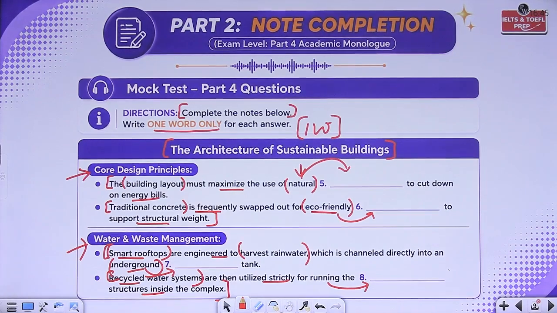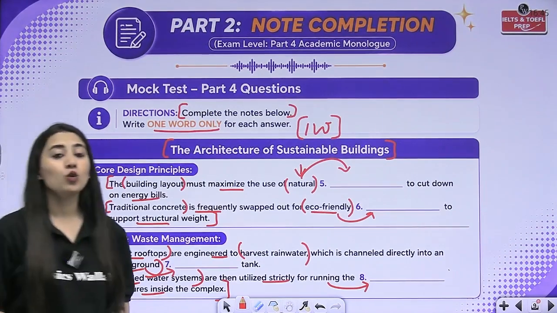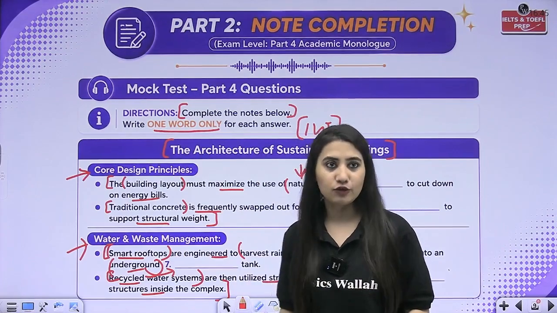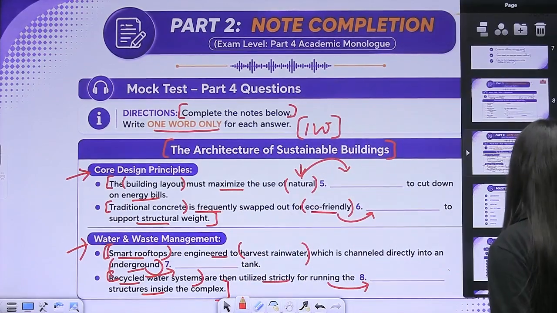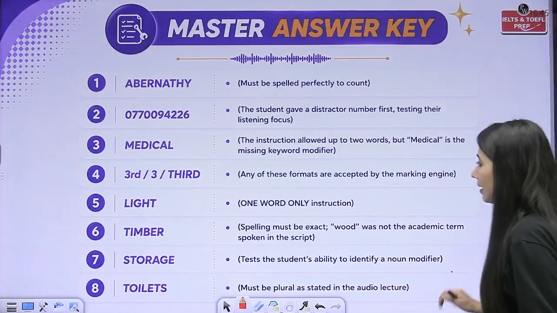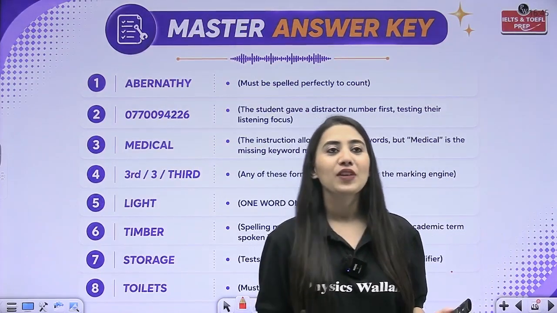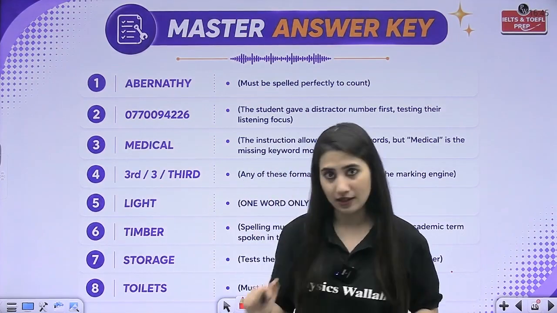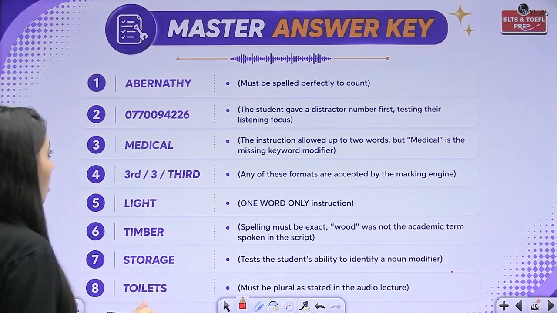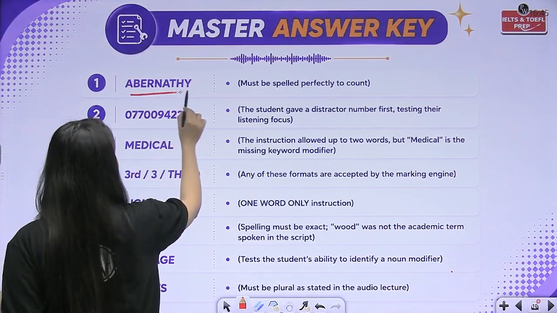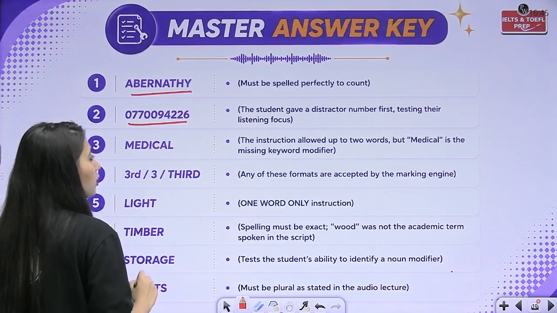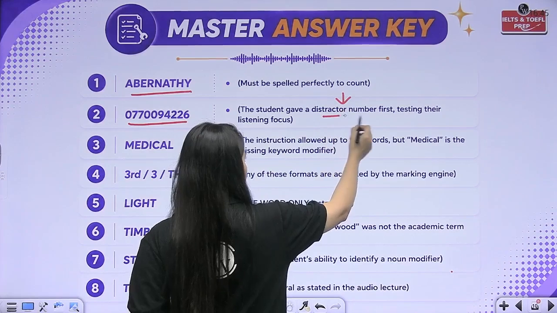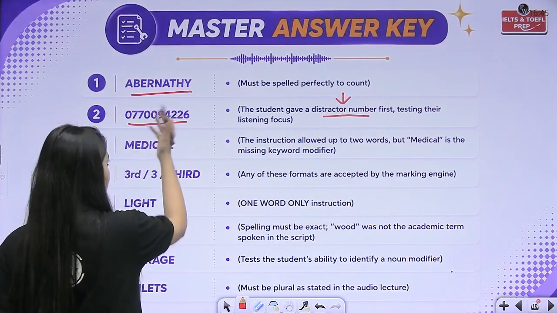All right, guys. I hope you marked all your answers well. Now I'm going to be showing you all the correct answers for both of them, all together in one place. So these are your answers. Please check from here how many correct answers you got. By the way, it's about the spelling. And then it's about this number. The student gave a distractor number first, testing the listening focus, and then gave the right answer.